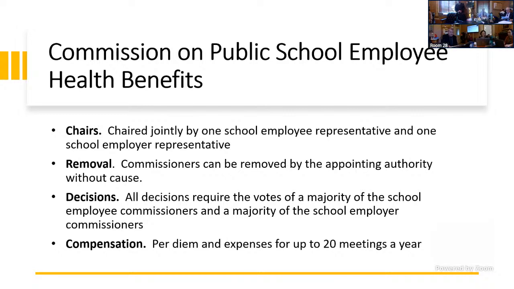And then the statute provides for per diem and expenses for up to 20 meetings a year. And there are other provisions in there as well. One of them I'll just mention: the commission is required to request from the governor a minimum of $35,000 in the annual budget be appropriated to the Agency of Education to help cover the cost of the per diem and the expenses.